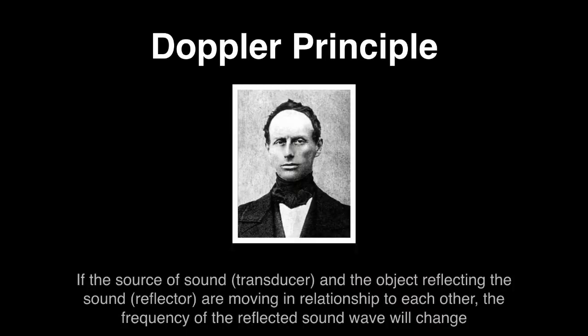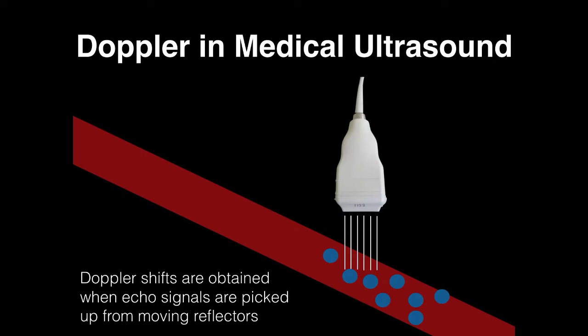Just briefly looking at the history here, Christian Doppler was an Austrian mathematician and physicist, and he's the one who's credited with being the first to publish this principle, and this was back in 1842. In diagnostic medical sonography, Doppler is primarily used to pick up Doppler shifts that are obtained when echo signals are picked up from moving reflectors. And what we're talking about here is movement of red blood cells within a vessel.